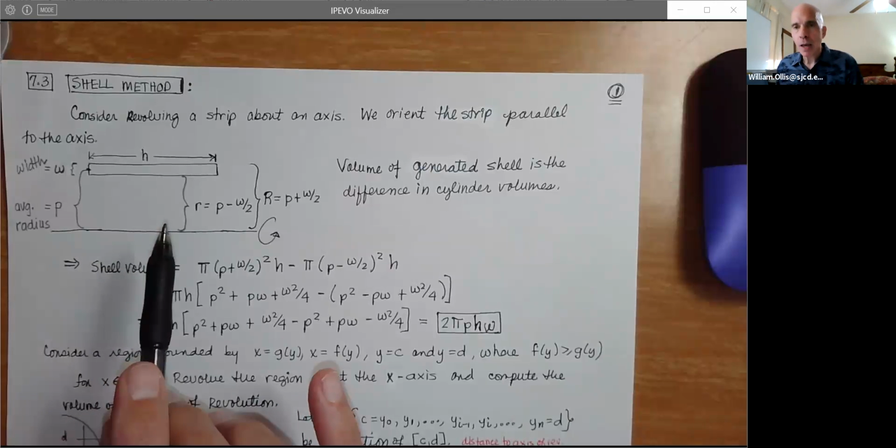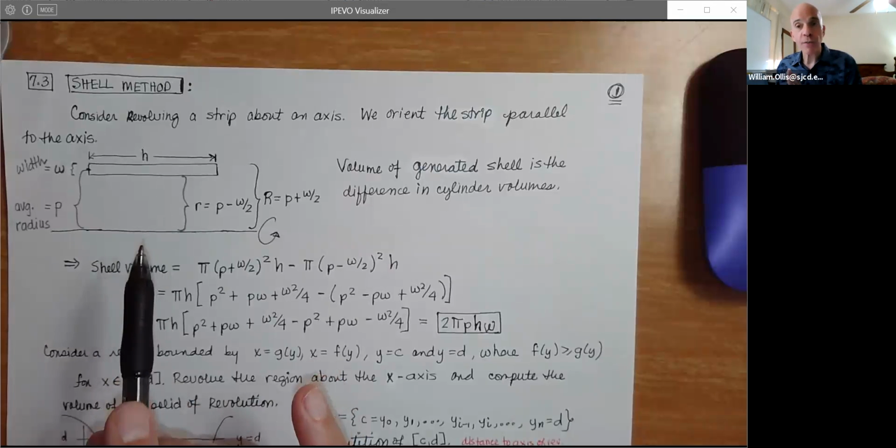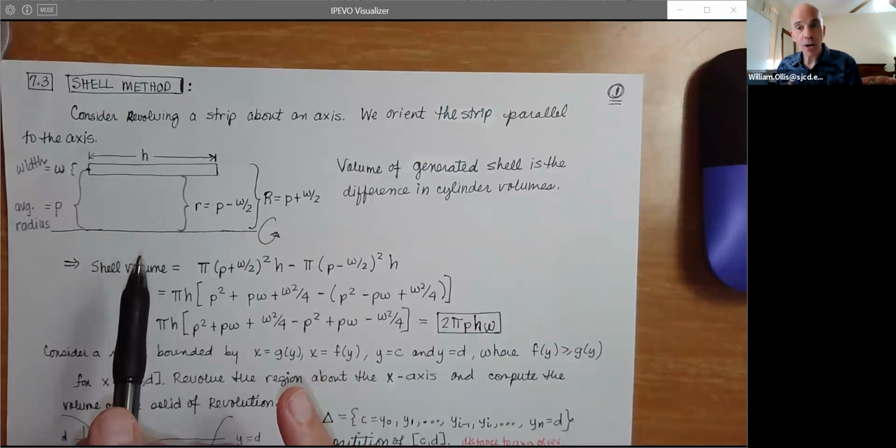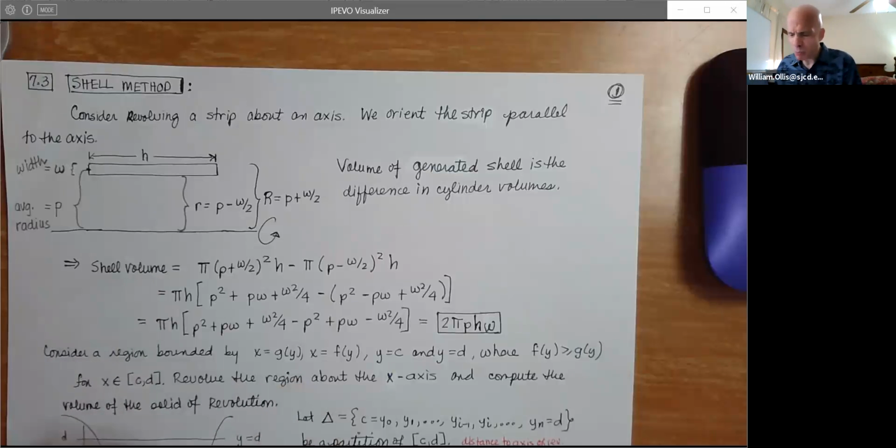So what we've noticed when we've applied the disc method and the washer method is that we take a rectangle that is perpendicular to the axis of revolution. So you're thinking, we're fine with that. Why do we need another method? Okay, well, the idea is that mathematically, the shell method is very nice.